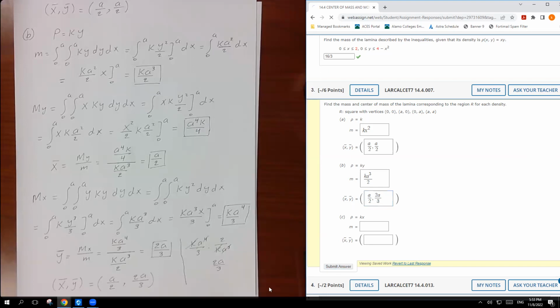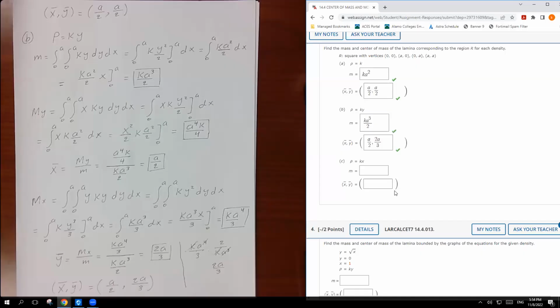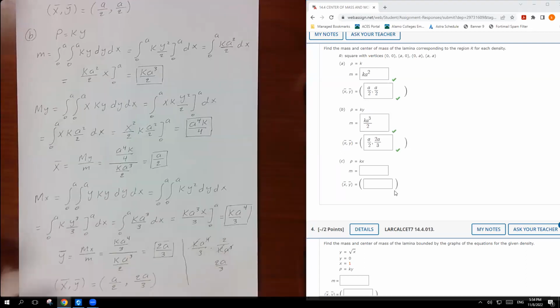Yes, let's check that. I didn't notice that I plugged in x instead of a with the first one. This one is supposed to be a. Here we go, we got it right. So for part C, you're going to do exactly the same steps that we did with parts A and B for this example.